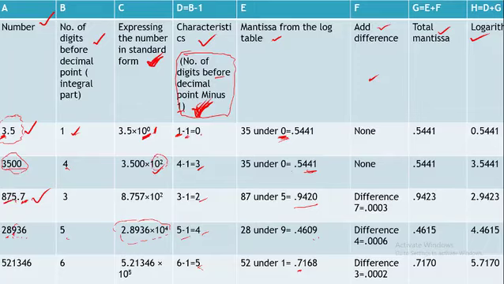Okay, now at this point, for 35, there is no difference. That's how we have none. For this, it is 35 under 0, difference 0, and in the difference there is no 0. That's why we also have none. And for this, we have 87 under 5, difference 7, and the difference of 7 is 0.0003. But there it is written as 3. So you write down 3.